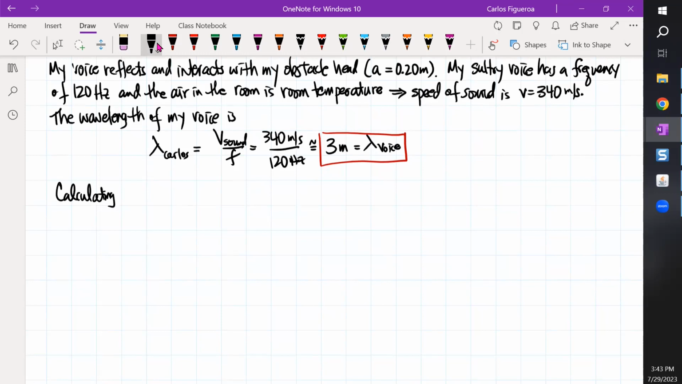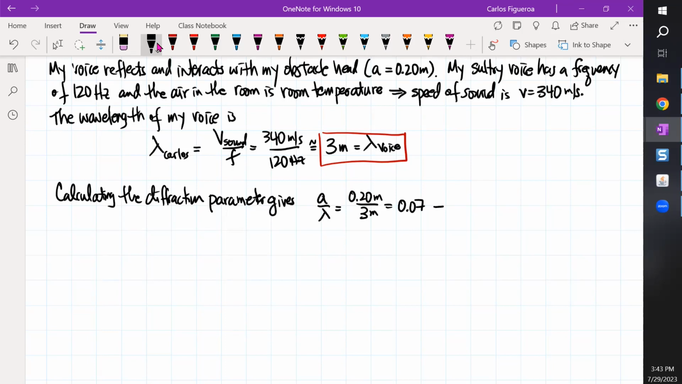Calculating the diffraction parameter gives that A over lambda will be about 0.20 meters over 3 meters. So this is 0.07. In other words, this tells us that the wavelength is much, much bigger than A.